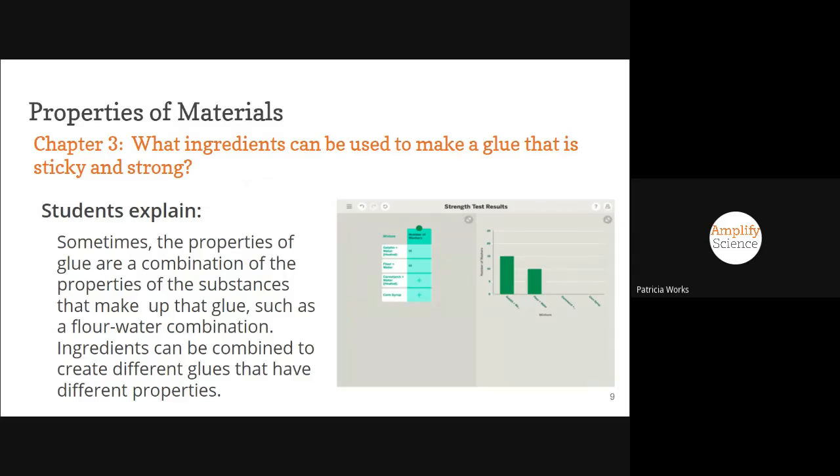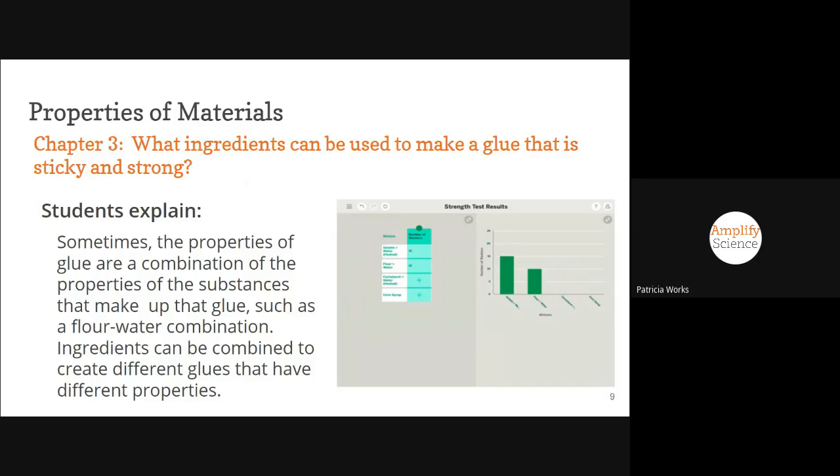In Chapter 3, students dig into testing how a mixture may have a combination of the properties of its ingredients. By combining certain substances, the resulting mixture will have certain properties. Students graph and analyze results of glue strength tests, discussing their evidence as they synthesize information.